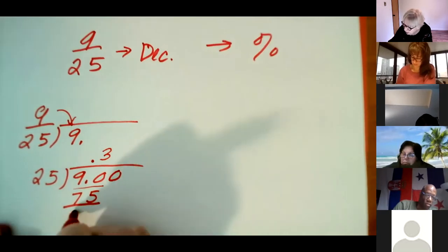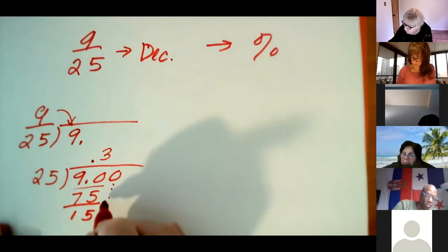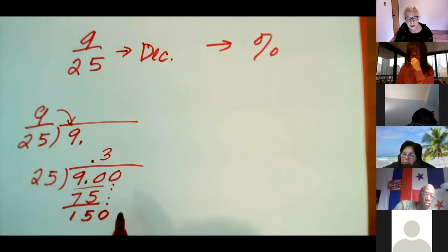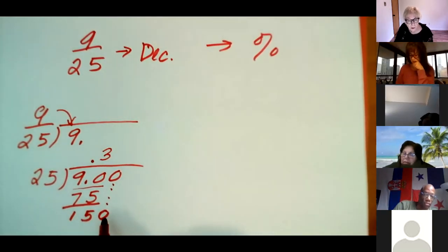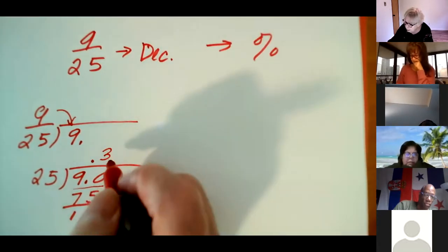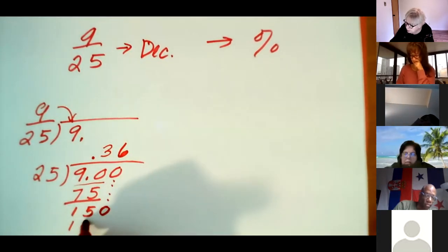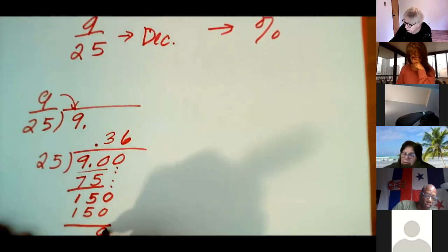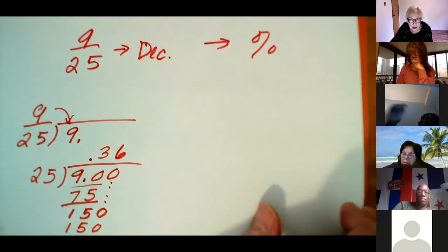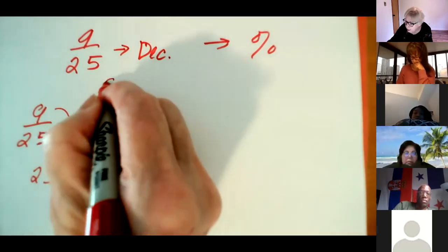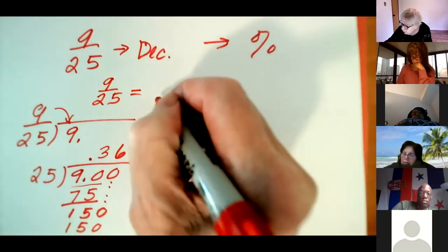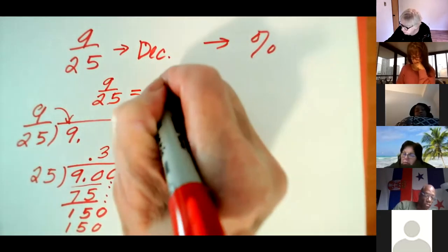When I subtract, I get 15, and I bring down the 0. And if you think of money again, a quarter into 150, there would be 6 of them, 4 and 2 more. 6 times 25 happens to be 150. There's no remainder here. So that's a really good answer. That's an exact answer. So what I have is 9 over 25. As a decimal was 0.36. Here's my 0.